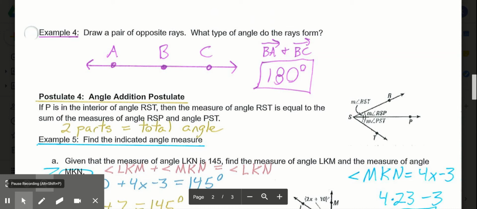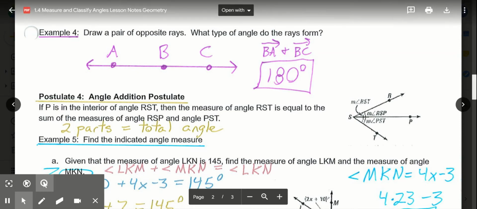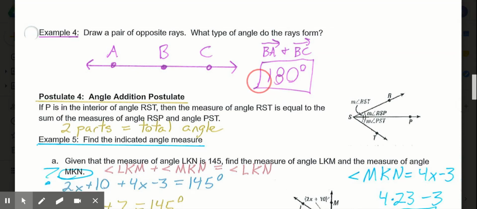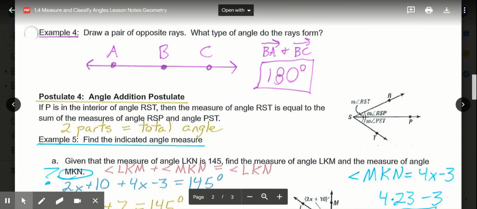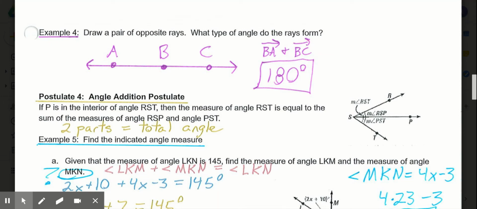Now, example 4 asks us to draw a pair of opposite rays. What type of angle do the rays form? So opposite rays, in this case always, because we're dealing with Euclidean geometry, will create a 180-degree or straight angle. Doesn't matter if we draw them vertical, horizontal, or oblique with a slope. Our opposite rays, so BA and BC, will form a 180-degree angle. So a straight angle.